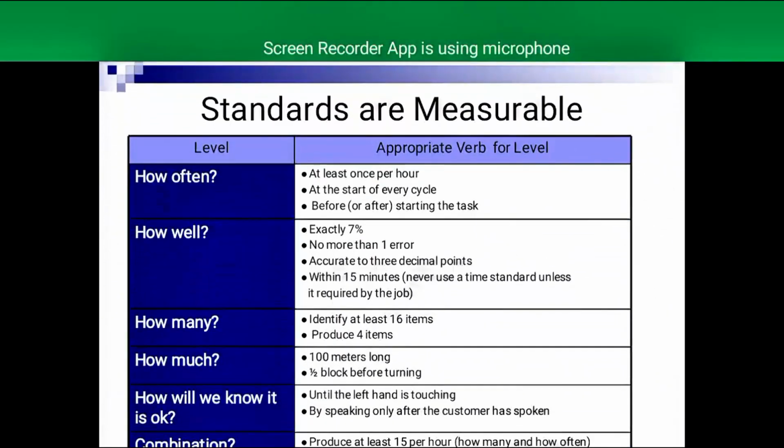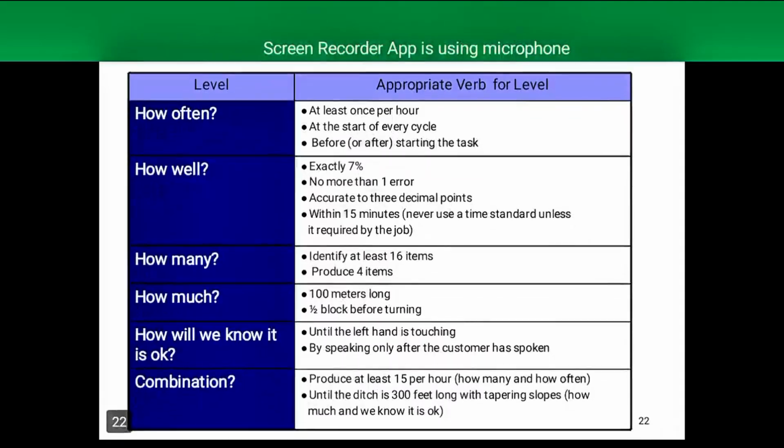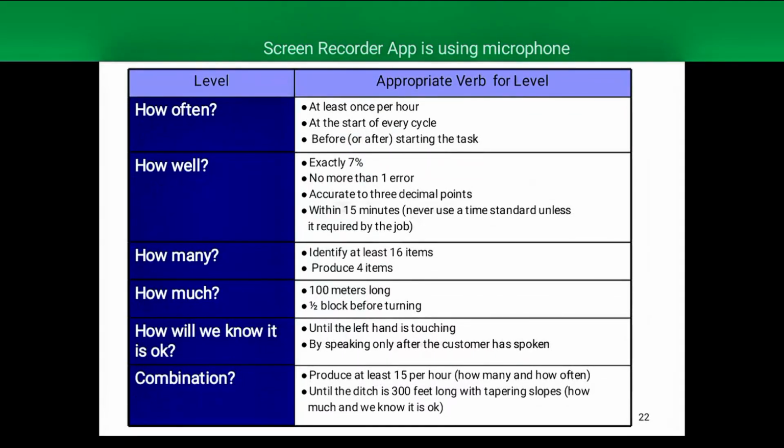Standards are measurable levels with the appropriate verb for the level. How often? At least once per hour. At the start of every cycle, before or after starting the task. How well? Exactly 7%. No more than 1 error. Accurate to 3 decimal points. Within 15 minutes; never use a time standard unless it's required by the job. How many? Identify at least 16 times.